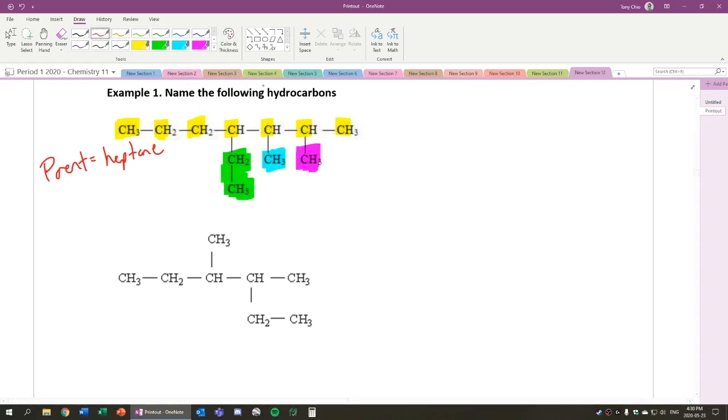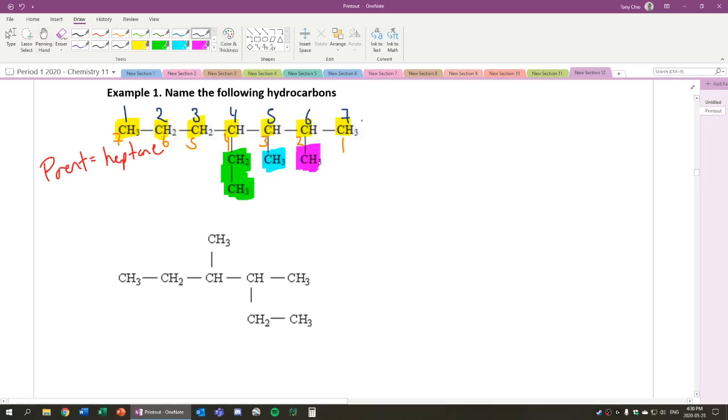Now you want to number your parent chain so that your branches are on the lowest set of numbers. If you go this way, 1, 2, 3, 4, 5, 6, 7, your branches are on carbon 4, carbon 5, and carbon 6. Is there a shorter way? And there is, because what if I go backwards? You go 1, 2, 3, 4, 5, 6, 7. In this case, my branches are now on 2, 3, and 4. Way lower than 4, 5, and 6.